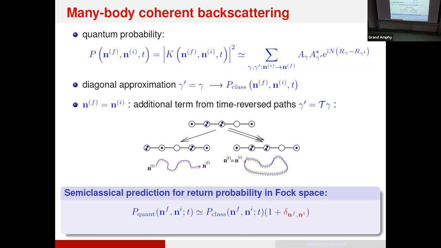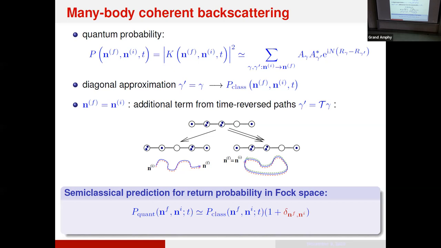And then of course the action and thereby the phases cancel and you are just left with a purely classical object, just the absolute square of A gamma, which are classical quantities. And this is then a classical probability to get from an initial to a final state. And this is an example: we have here Bose-Hubbard with 5 sites with 2, 4, 6 particles. If the initial and the final state are different, then it's the usual approximation, you have just one classical path.